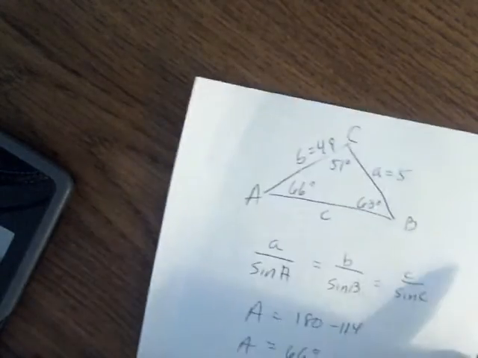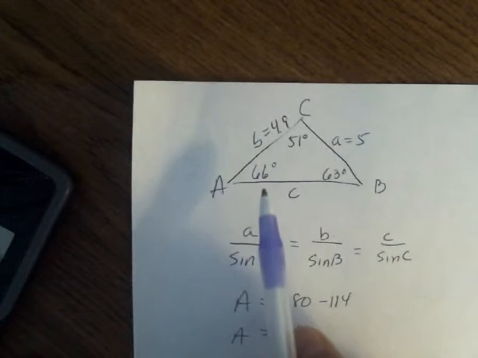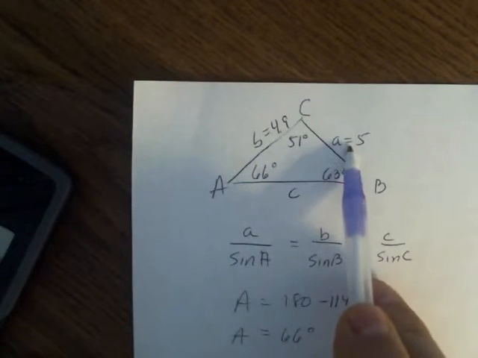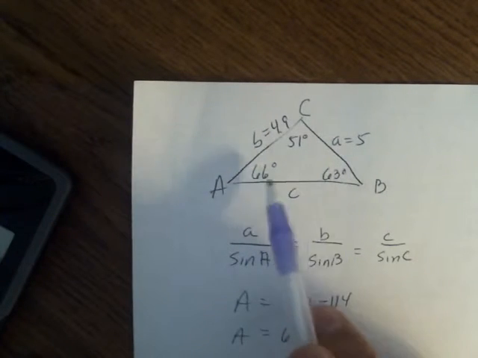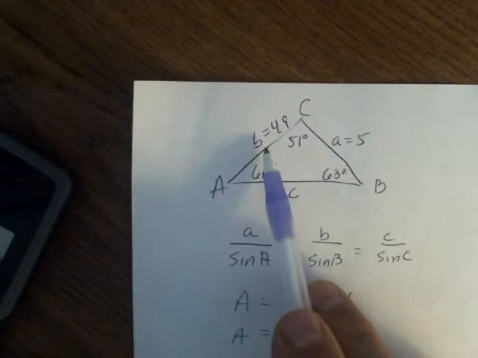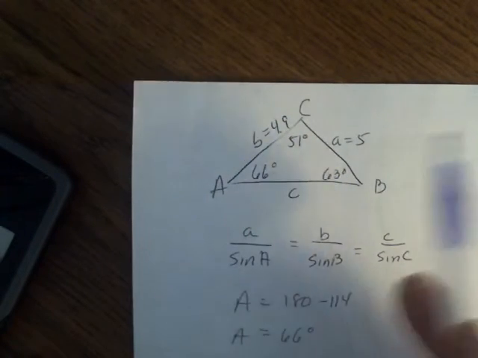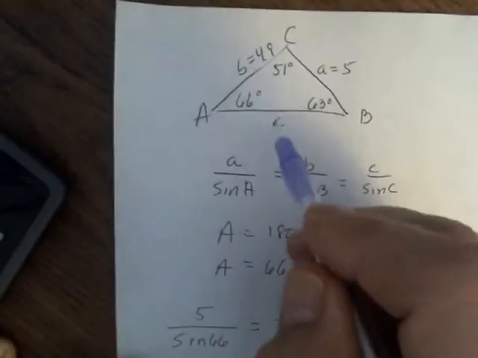So we found this side here. And looking at the relationship we have between angles and sides, always keep in mind that the largest side is opposite the largest angle. 63 is close to 66, so this side should be smaller than side A, but not by much, and it is. Okay? So the last thing we want to find is side C.